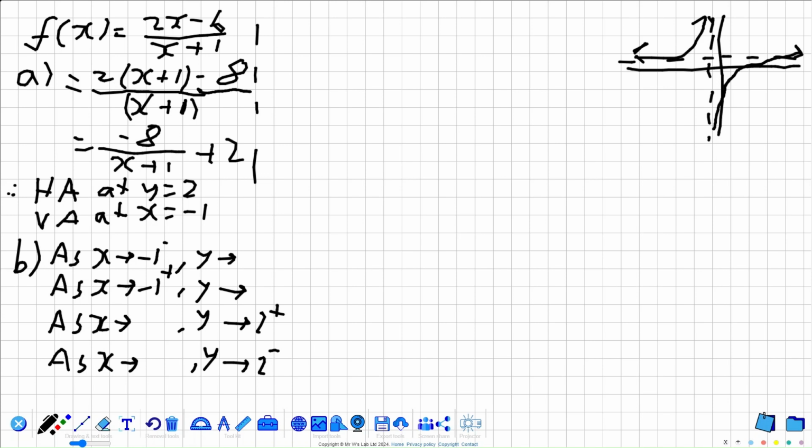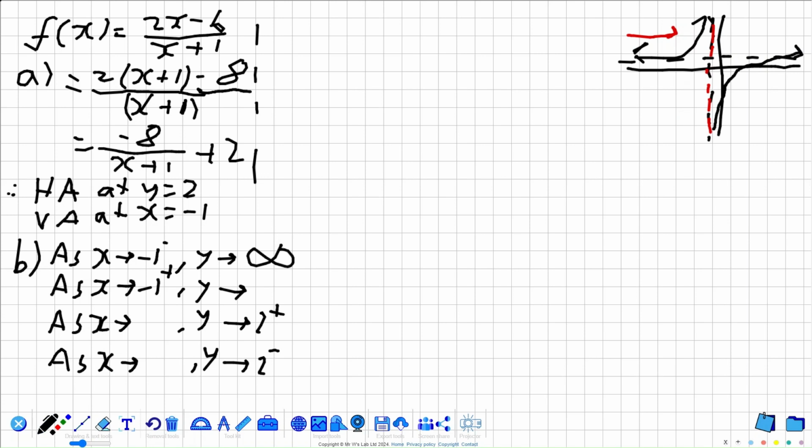And so what we can say is, I might just do this in red to represent it, as x approaches -1, so as it approaches this vertical asymptote here, what happens? So when it approaches it from the negative side, from this side here, what happens? Obviously, as x approaches -1, we can see that y approaches infinity because it goes upwards. So I can write that in and say y approaches infinity.